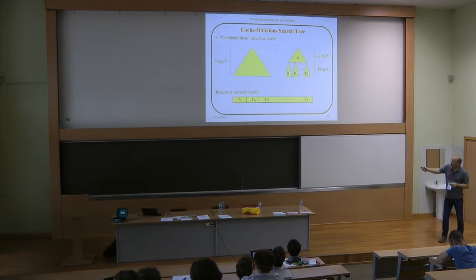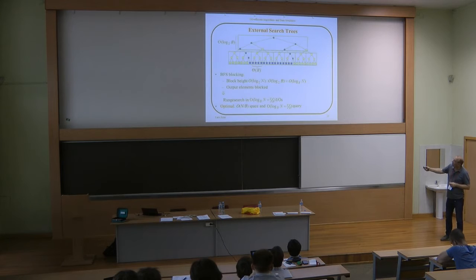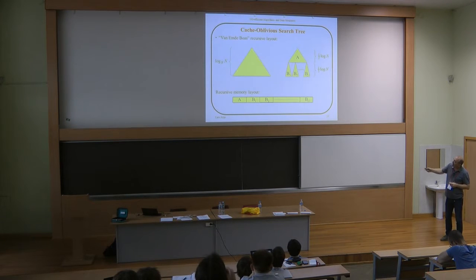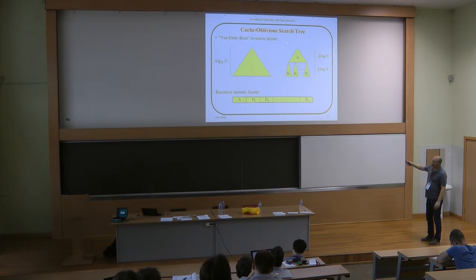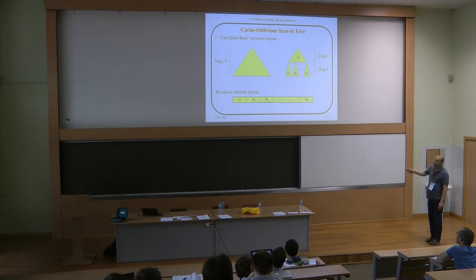So here's my binary tree from before. So it's a tree like this. It's of height log N. What I'm going to do is cut it at the middle. So conceptually, I have a tree up here of height half log N, and I have a bunch of trees down here of height half log N. Okay? Then I'm going to take this tree up here and put it out here in memory. This guy I'm going to put after it, and so on, recursively.